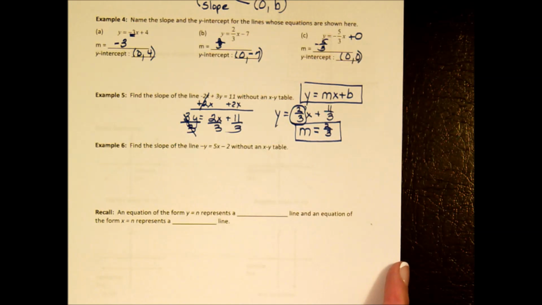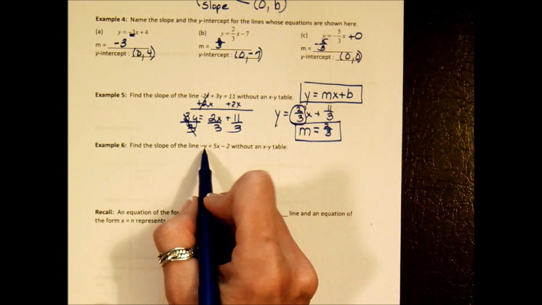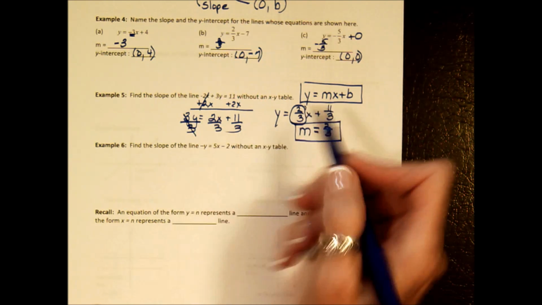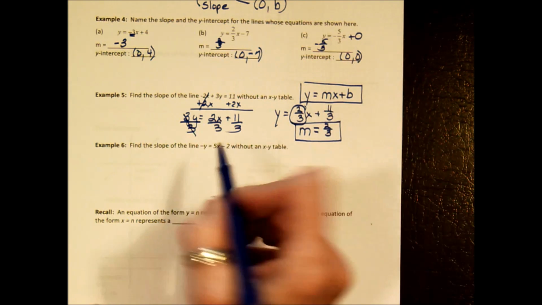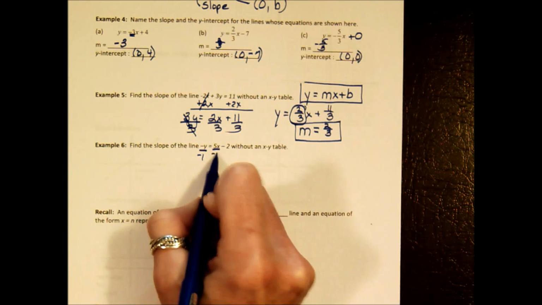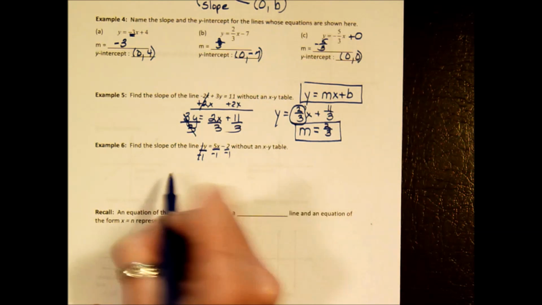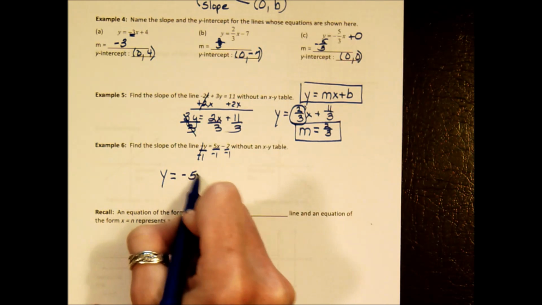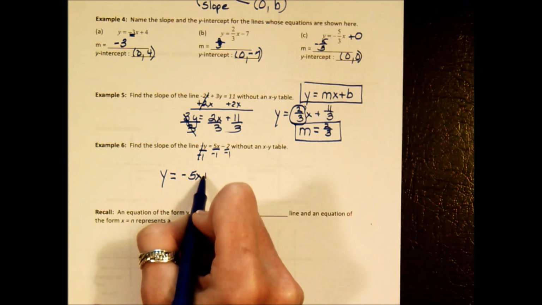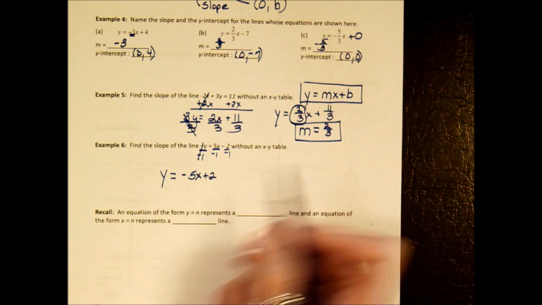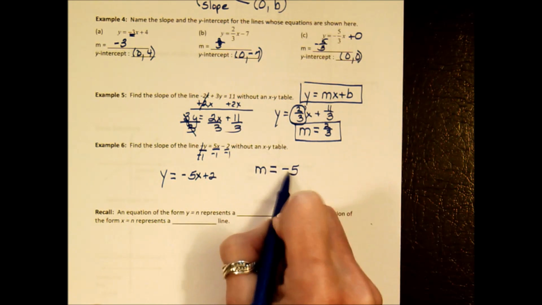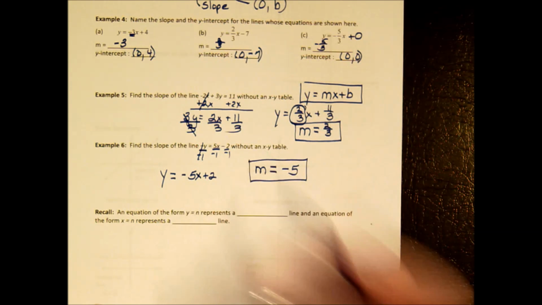Let's do the same thing here. It almost is in that form, except this says -y. No, it can't be -y, it's got to be positive y. So we're going to divide everything by -1 to get positive y equals -5x, negative divided by negative, plus 2. And so now I know that my slope is -5. My slope is -5.